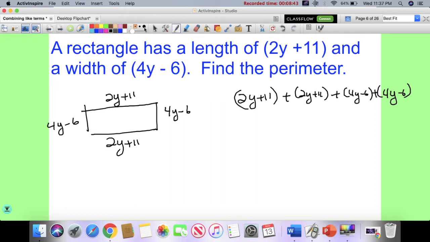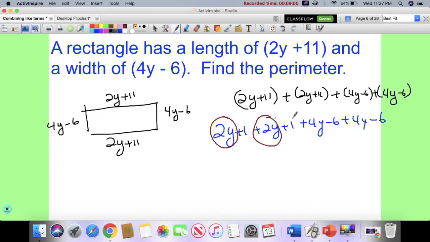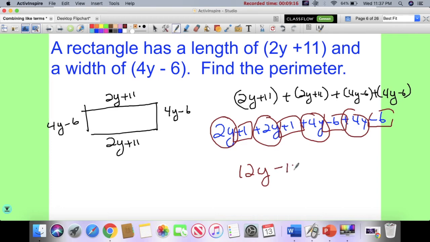Plus, by the way. So now I have to remove the parentheses. 2y plus 11 plus 2y plus 11 plus 4y minus 6 plus 4y minus 6. And now you do what you've been doing all this time, which is combine like terms of this guy with this guy with this guy with this guy. So it's 2, 4, 8, 12y. They're all positive, so that's easy. And then positive 11 plus 11 is positive 22, minus 6 is positive 16, and minus 6 again is positive 10. So that's the perimeter of my rectangle.